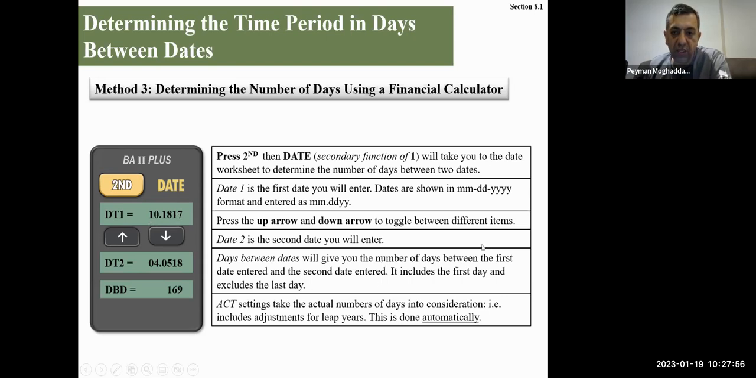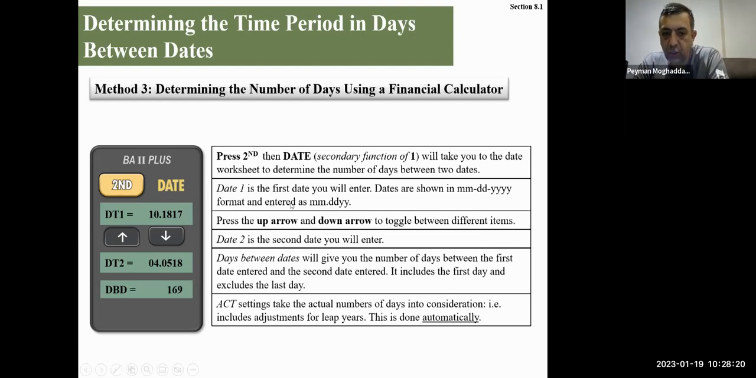So the math is like this. As you said here, MM.DDYY. That's the format of entering the date: month, then .DD day, then year. So for example, if you want to put October 18, 2017, you have to put it like this.